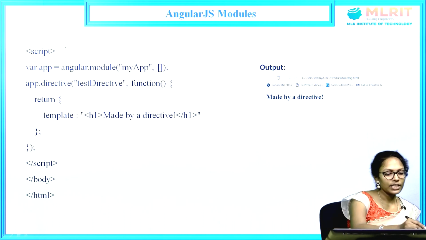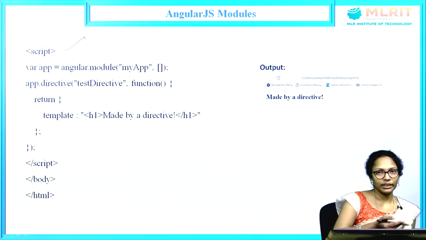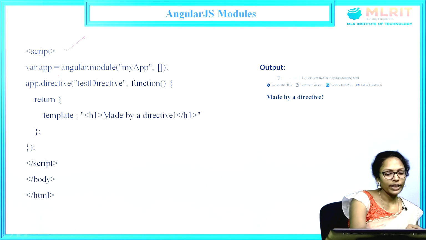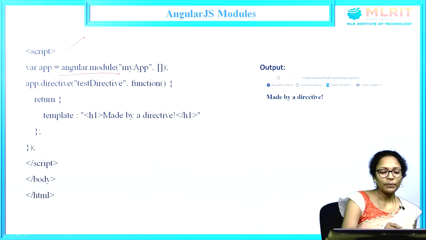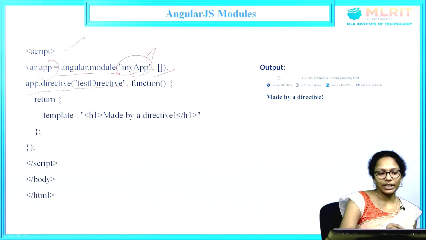Here under the script, I am creating a module. Without a module, you can't add any directive here. So how can I create a module? angular.module, and the module name, myApp, is the same as your ng-app name, and the second parameter is an empty array. This reference you are storing in a variable called app. Now for this app, I am adding the directive: app.directive. What is the name of the directive? testDirective. And what is the function of this directive? That can be defined by the second parameter, a function.